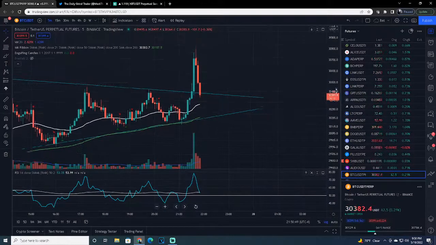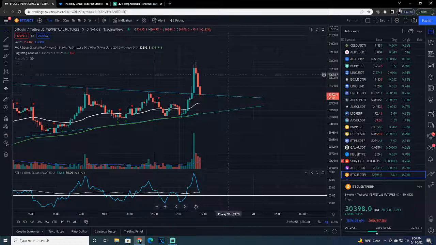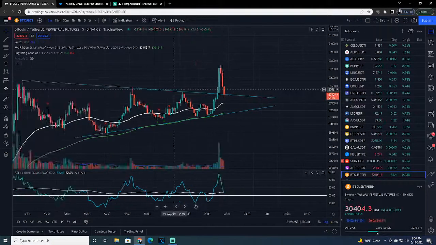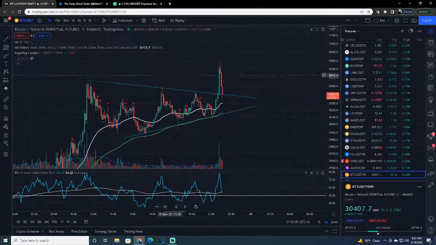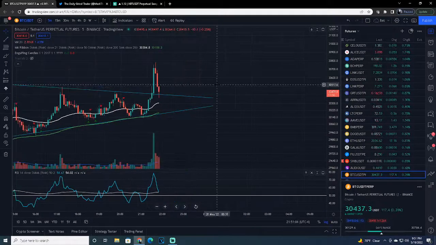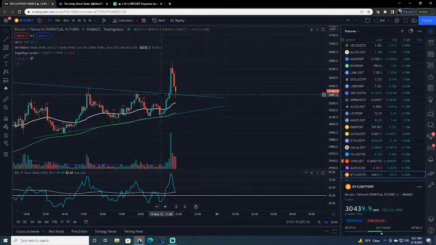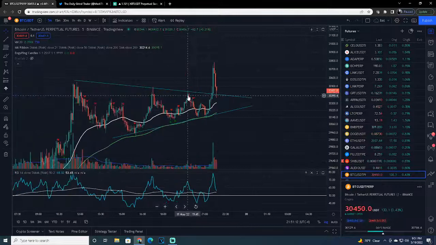Yeah, Bitcoin came all the way back down to retest the breakout. If we get a close here above and we get a nice spike back up, we could actually get a good play off of this. This could definitely be just a nice retest of the break of the resistance on the bull flag.